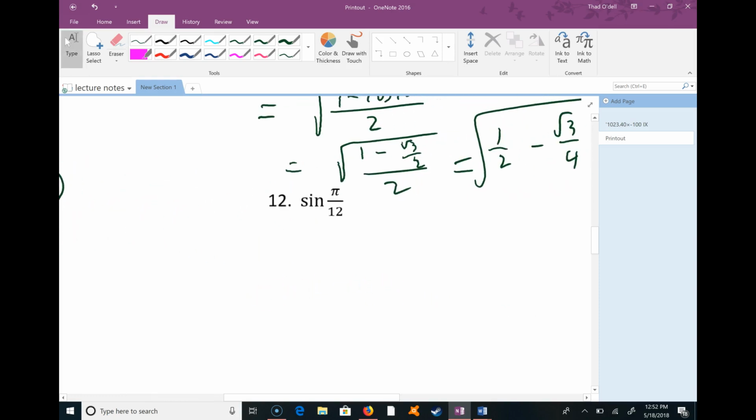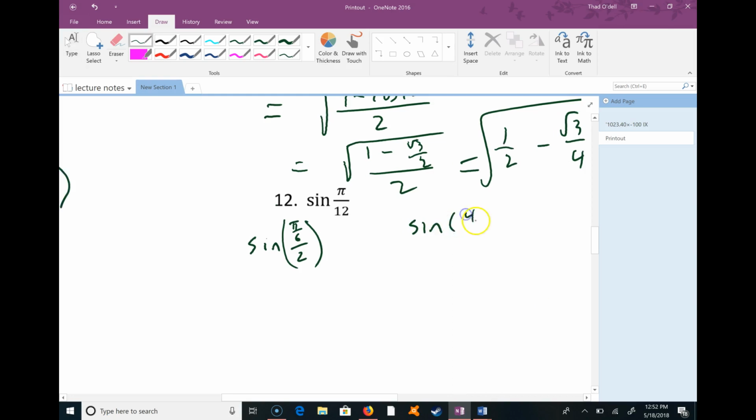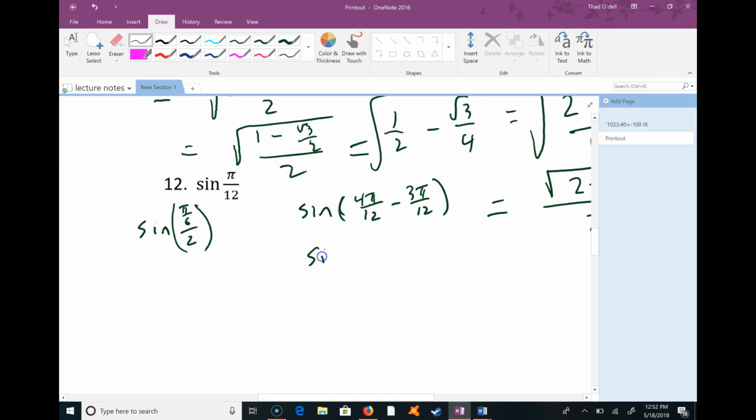Same way with this one. I could think of that as half of pi over 6, so that'd be one way to do it, sine of pi over 6 divided by 2, so I'd use a half angle formula. Or I could think of that as sine of, say, 4 pi over 12 minus 3 pi over 12, because that will give me sine of pi over 3 minus pi over 4, and those are both friendly angles.